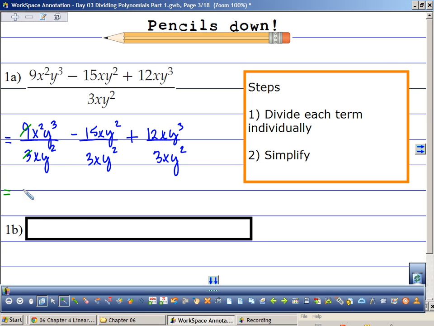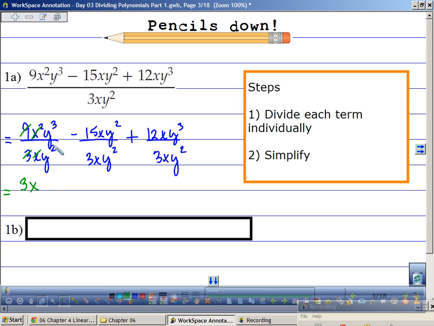9 divided by 3 is just 3. x squared over x is just x. y cubed over y squared is just y. Minus 15 divided by 3 is 5. x over x is 1, right? And y squared over y squared is just 1. So that stays just like that. What's 12 divided by 3? 4. x over x? 1, right? And y cubed over y squared is just y.